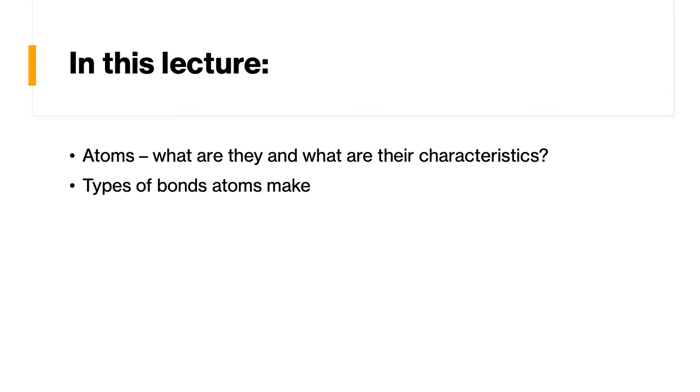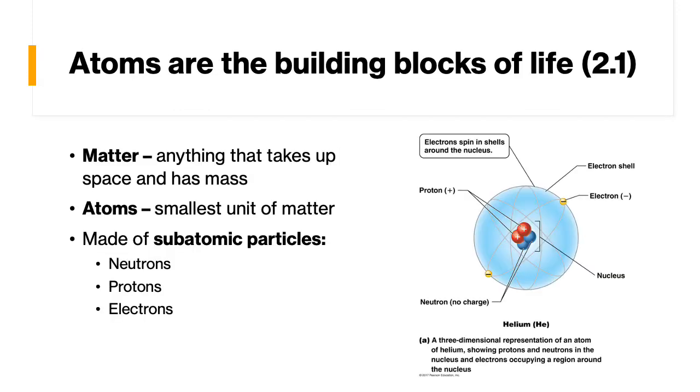In this lecture specifically, we will be talking about atoms. We'll be talking about what atoms are and what their characteristics are. And really important for us, we're going to talk about what types of bonds atoms can make, because we can't have molecules unless atoms can come together to create those molecules. So let's go ahead and get started with atoms first.